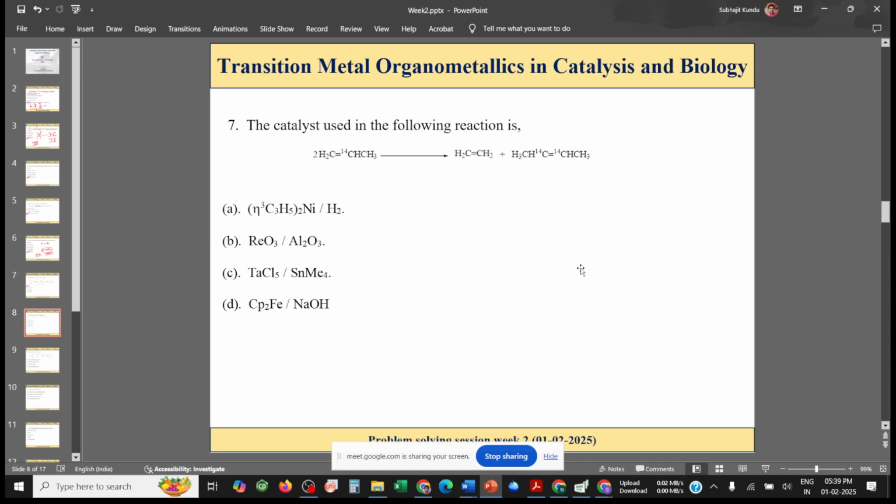Okay, so the catalyst for this reaction, and this is also a reaction which you need to recall to get the answer correct. So here the correct answer will be option B, that is a rhenium oxide complex and aluminum oxide, which acts as a catalyst for this reaction.